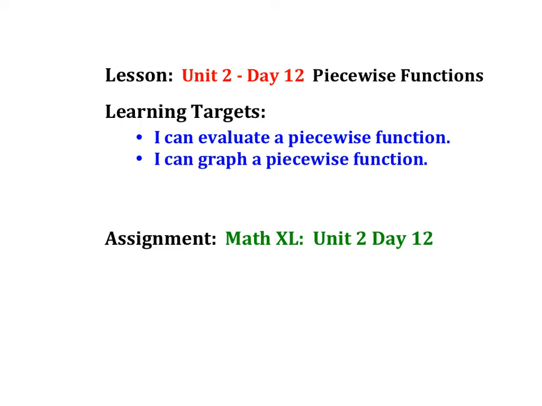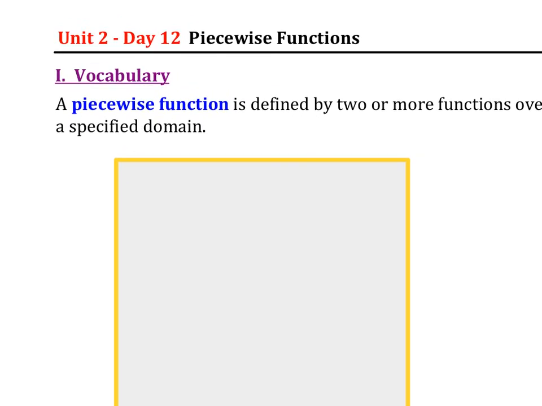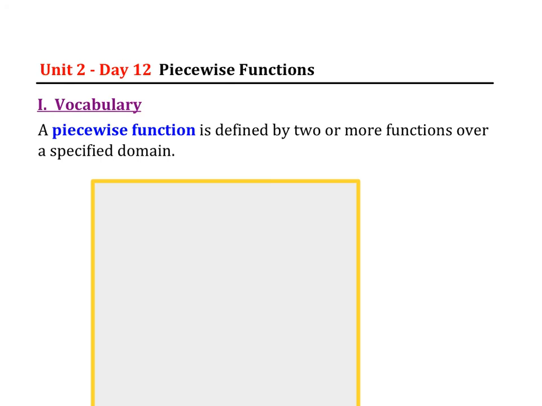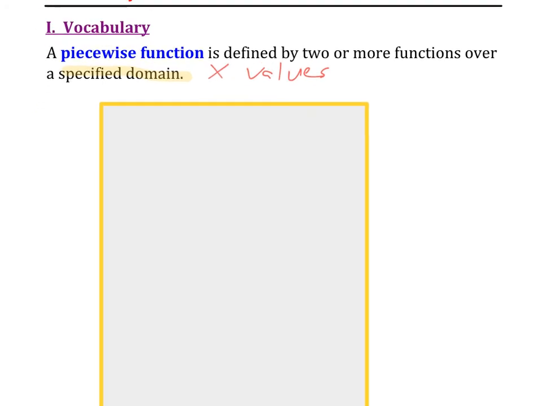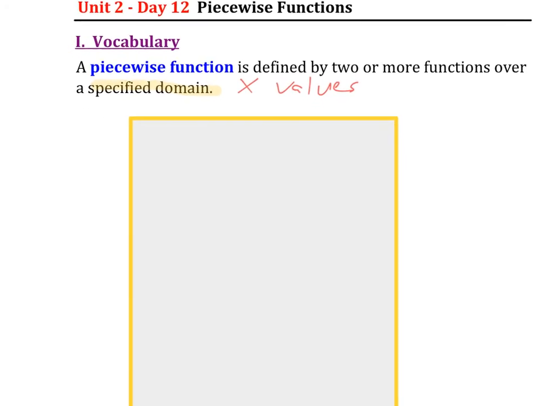So here we go. All right, piecewise functions can be defined by two or more, so multiple functions, that are graphed over a specified domain. So where it says specified domain, keep in mind, that just means over specific x values. All right, so we're going to have different graphs or different functions being graphed, but only if the x values fall within a certain range. So here is an example of what a piecewise function might look like.